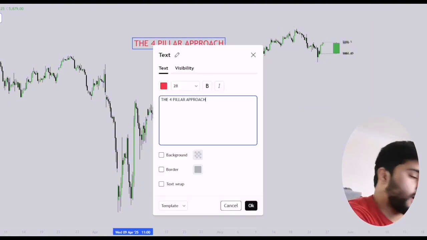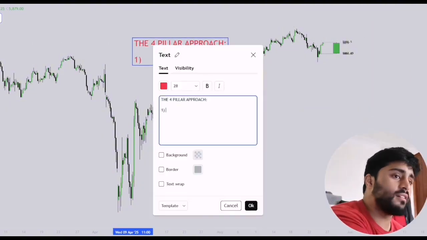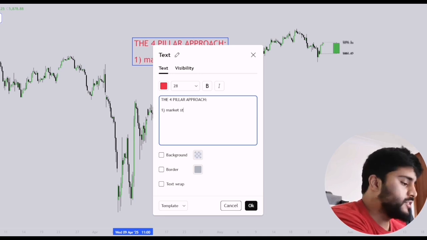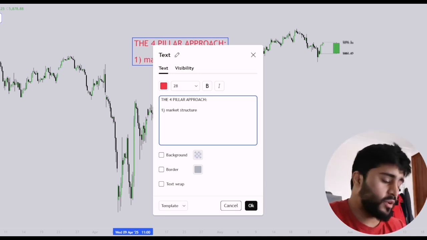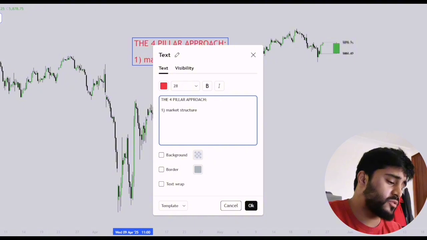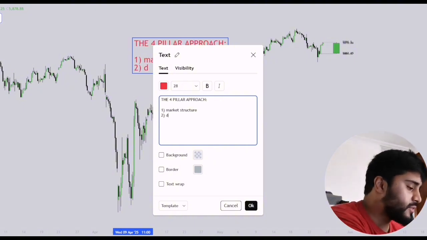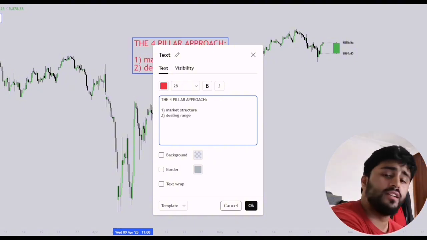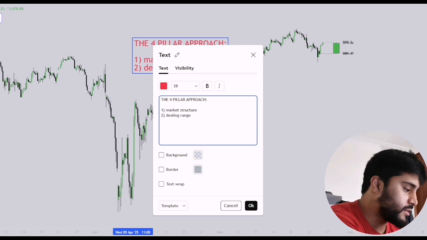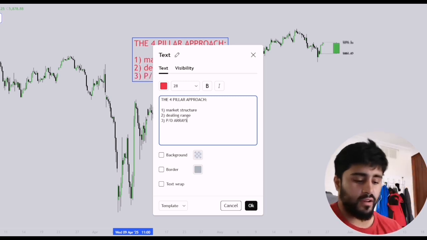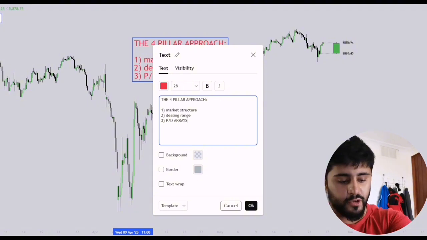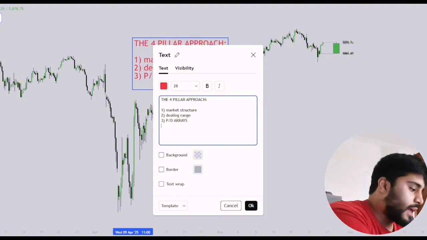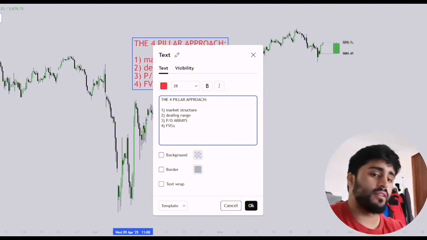One of the most important things I teach in trading. You need to understand the market structure. This is basically the highs and lows of the market, one of the most organic, one of the most overlooked concepts in the markets. After that, you want to understand your dealing range. The dealing range is the most recent high and low in the range. After that, you want to understand your premium and discount arrays. Anything above the 50% is a premium, anything below is a discount. And the fourth thing, last but not least, you want to understand fair value gaps.